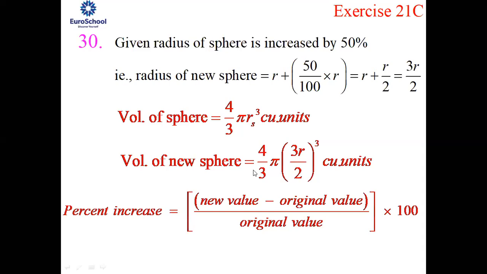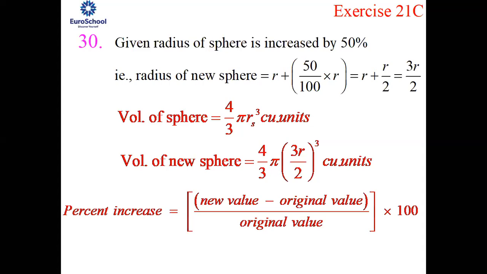You need to do the further simplification. Write it down here. And then the formula is the same. Percent increase is what you need to calculate, but as it is volume, we have taken the formula for volume. So new value is the volume of the new sphere, minus the original value, the volume of the sphere 4 upon 3 pi r cube, and in the denominator again you need to put this, into 100. Can you do it as homework?